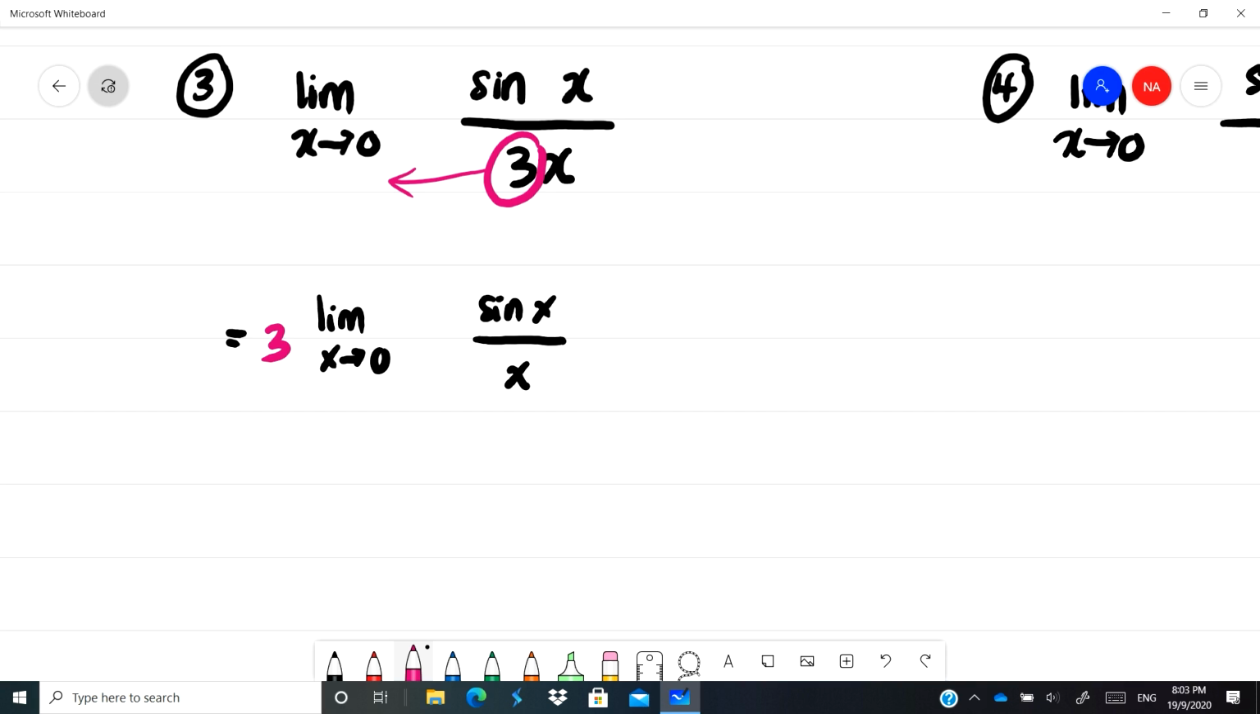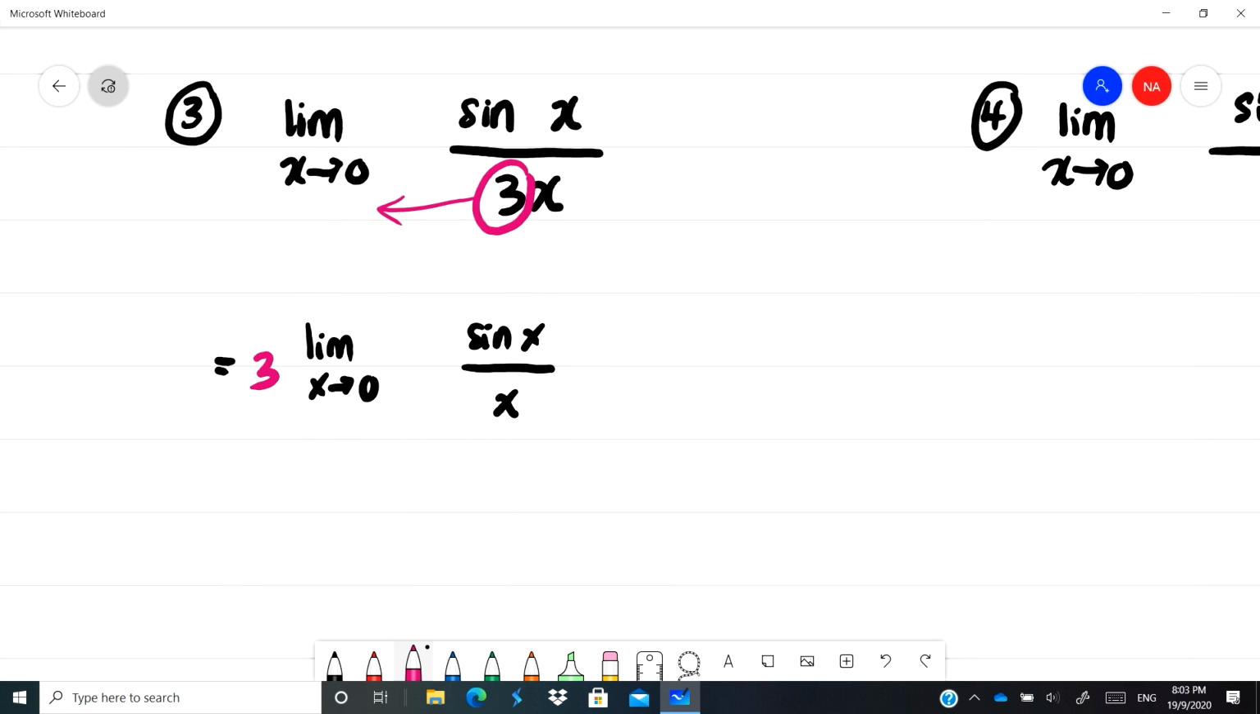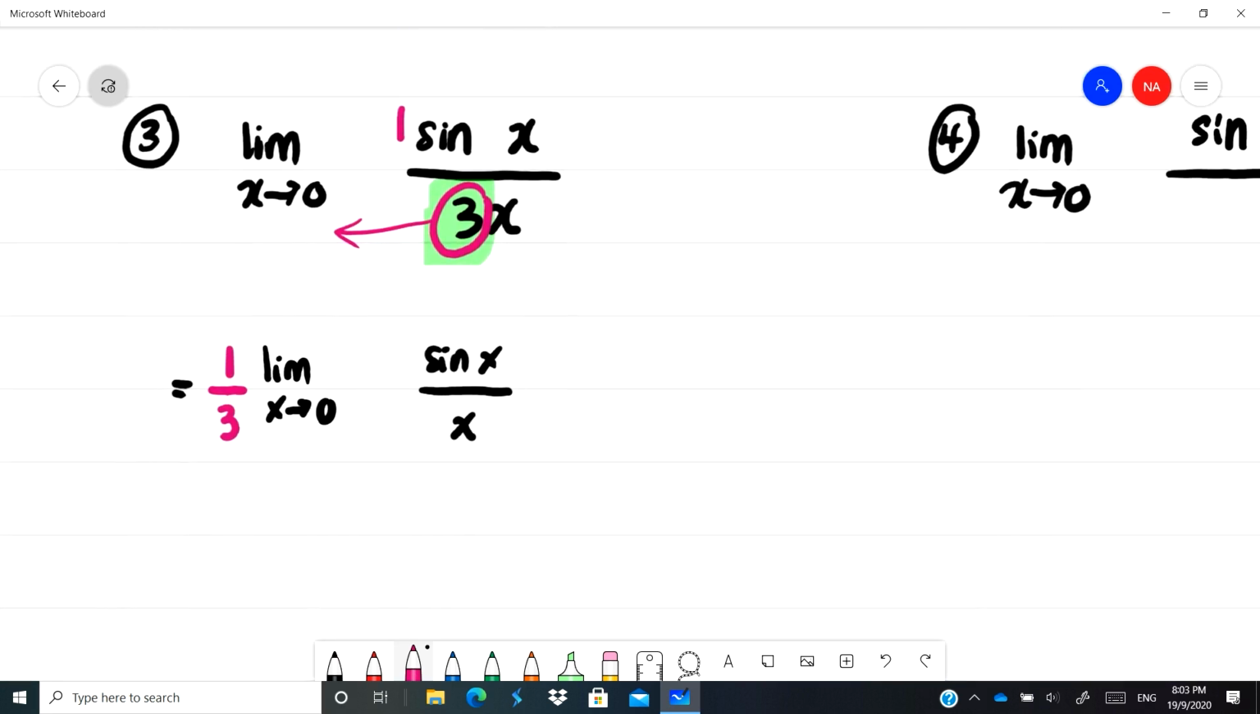Why? All right, so look at this 3. I'm going to highlight it. This 3 is at the denominator. So when you take it out of the limit, it should be at the denominator. So it should be something over 3. What is it? It's actually 1 over 3, so something like this. So it's actually 1 over 3, not simply 3.